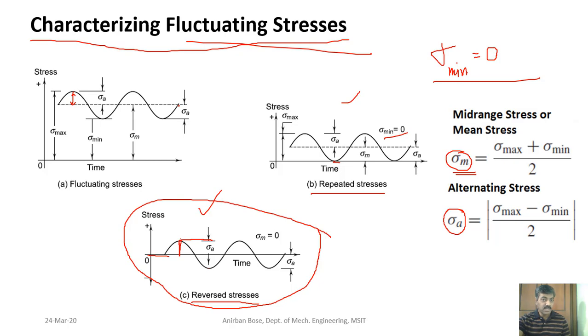Now the question is, what will be the limit or the strength corresponding to this kind of loading? We have found out the endurance limit for this one. If this kind of loading is there, and this sigma A is less than the endurance limit, then the material is safe, right? But what will happen for this kind of situation? Here the mean stress was 0. So the two important parameters that will dictate the strength of the material, when failure will occur under fatigue, are these two: one is the mean stress or the mid-range stress, another one is the alternating stress.